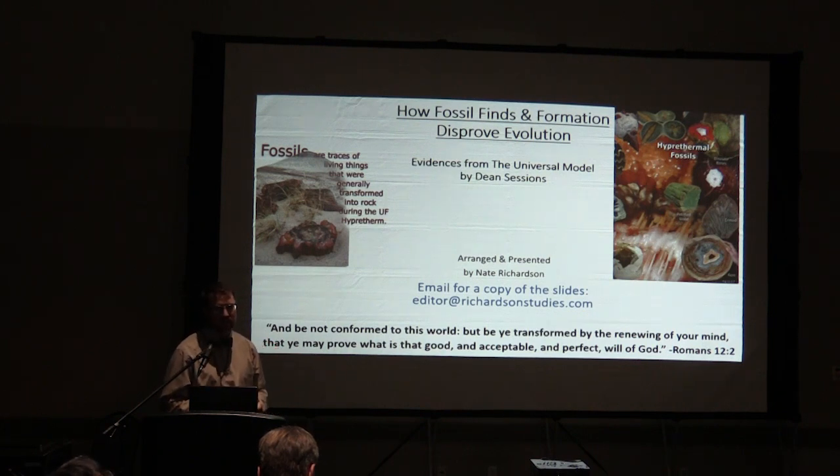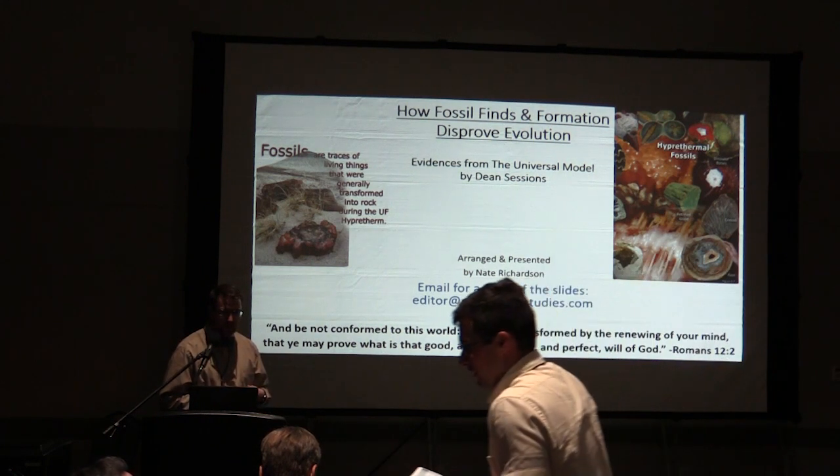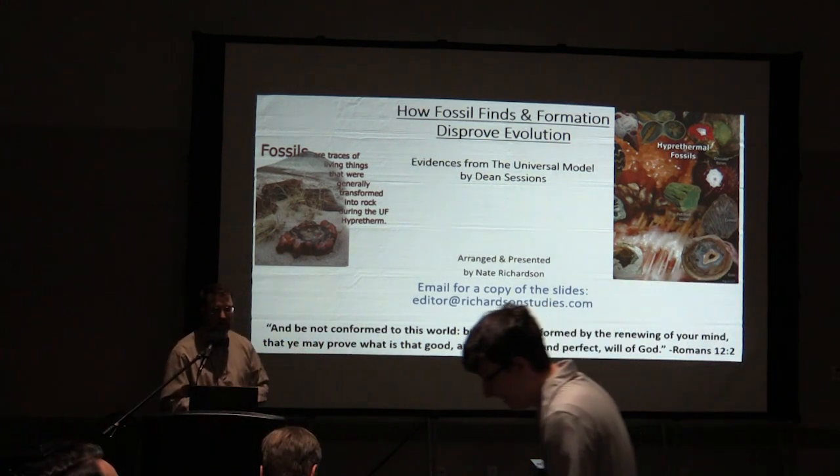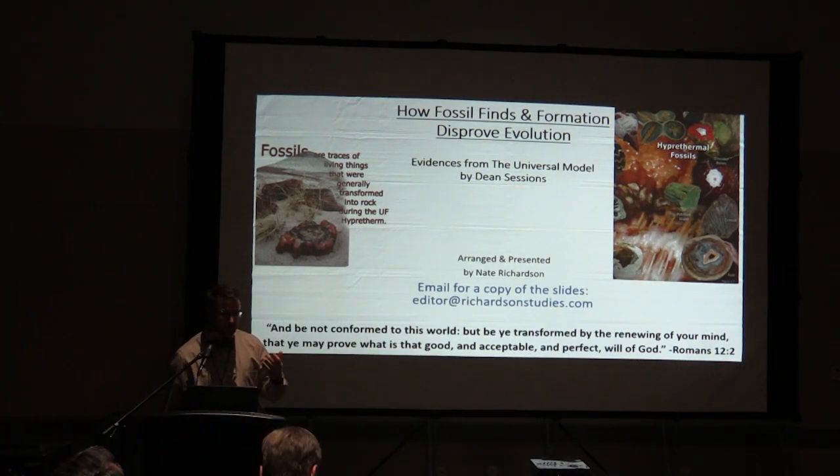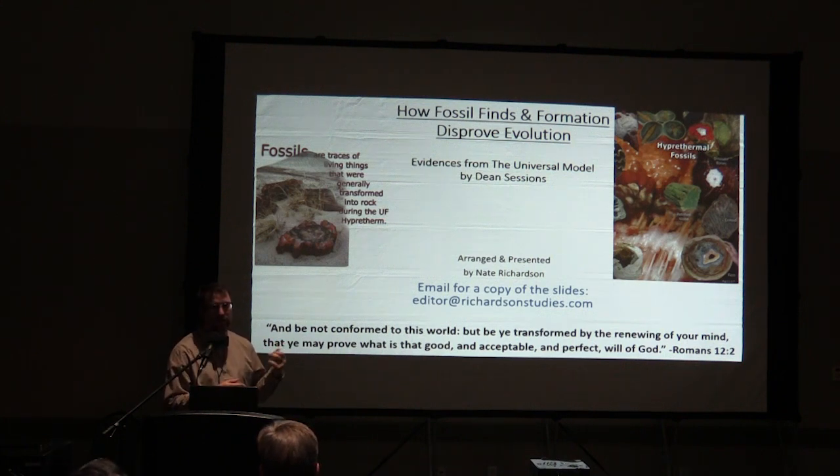This is basically a Reader's Digest version of Chapter 11 on fossil formation from Dean's book, and some stuff from Chapter 12 on evolution, which is about the stuff that's related to fossils. I took some stuff from there, too. Be not conformed to the world, Romans says, and we're going to try to figure out how to do that. So you can see this little picture here, fossils. I'm assuming that you guys know they're rocks, okay? They used to be organic stuff, bones, trees, and whatnot, but now they're rocks. So scientists have a really hard time explaining how that happened, okay?